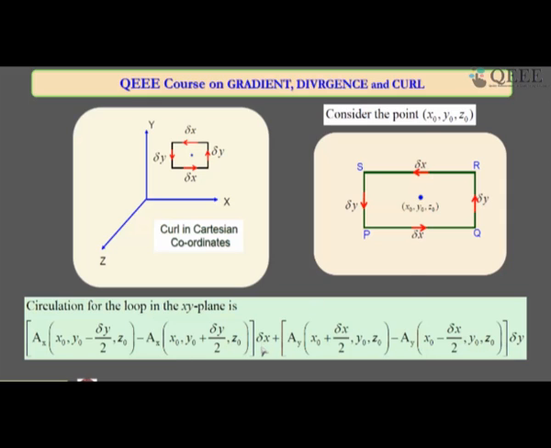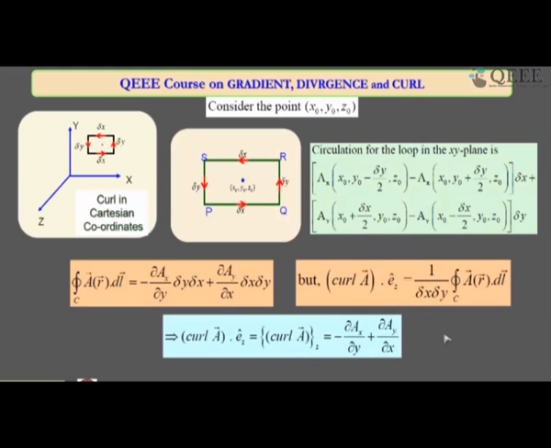So I have put everything together. For convenience, I have put the delta x terms together and the delta y terms together. Now what do we get? What we get is this. This is nothing but dAx by dy times delta y, the change in delta y. And this is dAy by dx times delta x delta y.